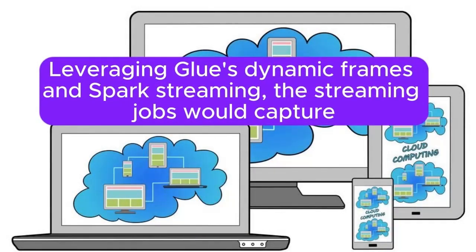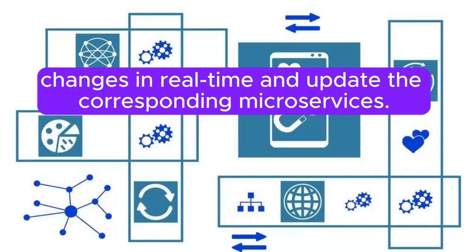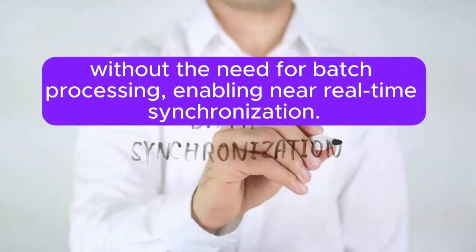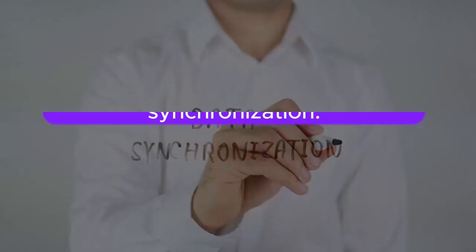Leveraging Glue's dynamic frames and Spark streaming, the streaming jobs would capture changes in real time and update the corresponding microservices. This ensures data consistency across microservices, without the need for batch processing, enabling near real-time synchronization.